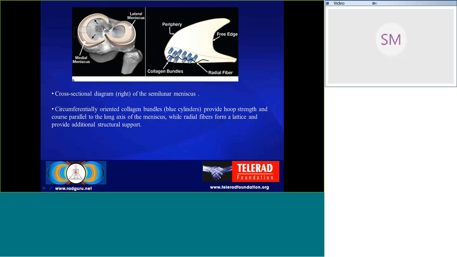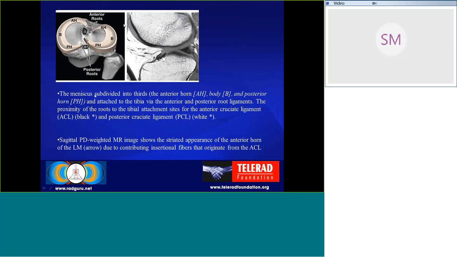This is a semilunar structure of the menisci, and the meniscus is subdivided into the anterior horn and the posterior horn, which are attached to the tibia through the root ligaments, that is, the anterior and posterior root ligaments. These are the anterior and posterior roots of the menisci. Through the root ligaments, the meniscus attaches to the tibia.